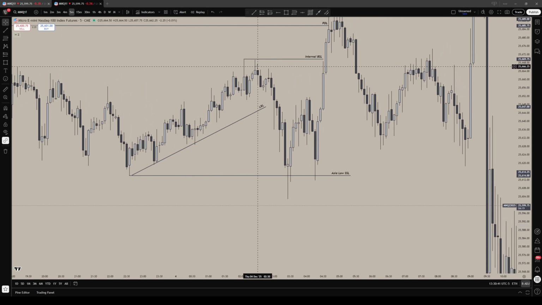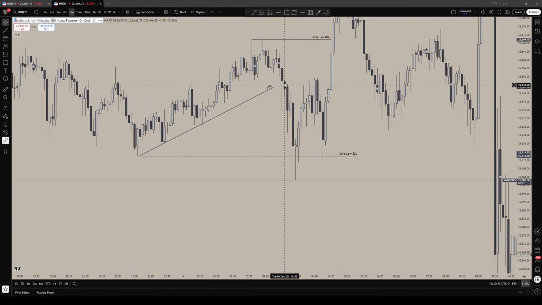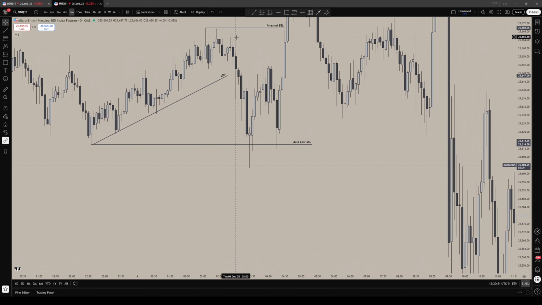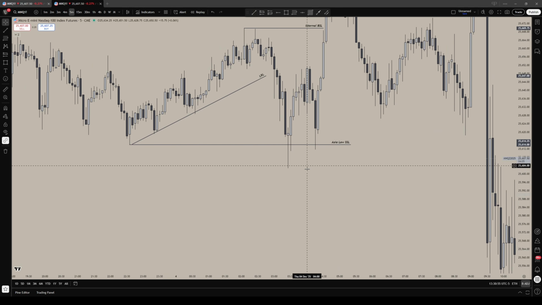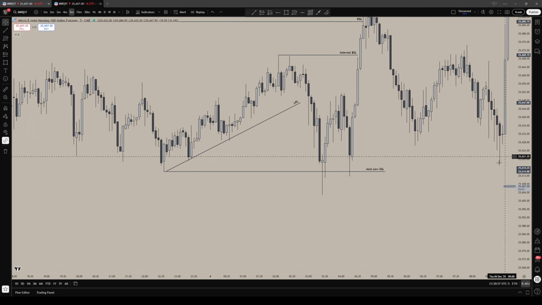And what are we looking for? We're looking for a manipulation leg. So here we have a manipulation leg clearly. How? Because one, we hit liquidity, and two, we have a displacement, meaning that all these sell orders were activated and we actually displaced downwards and manipulated down.